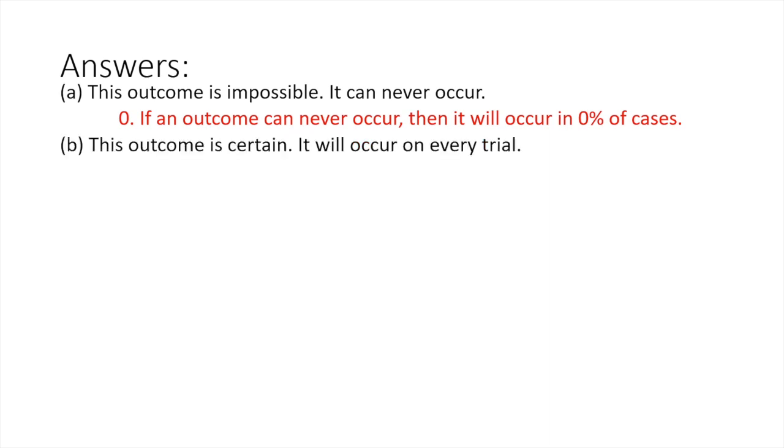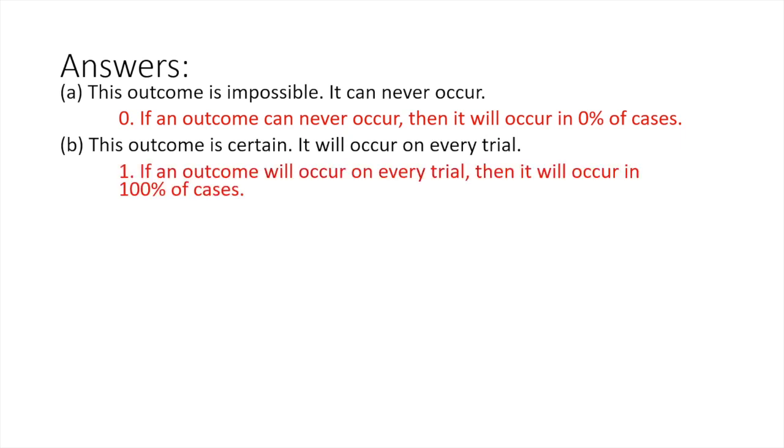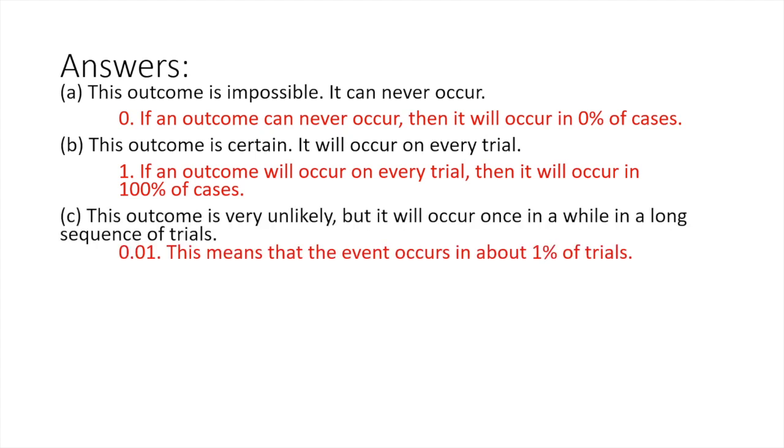So B, the outcome is certain. It will occur on every single trial. That's 1. And if we write that as a percent, we would say it's 100% likely. In other words, it will happen every single time.